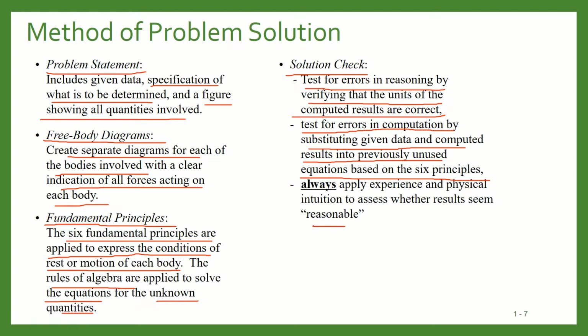Okay, suppose you are having three bodies, and in one body you are having say 4 Newton force, in another body say 5 Newton force, and for the third body you are obtaining say 100 Newton force. So that may look unreasonable. Okay, so you can use your physical intuition and experience to judge whether the result seems correct or not.